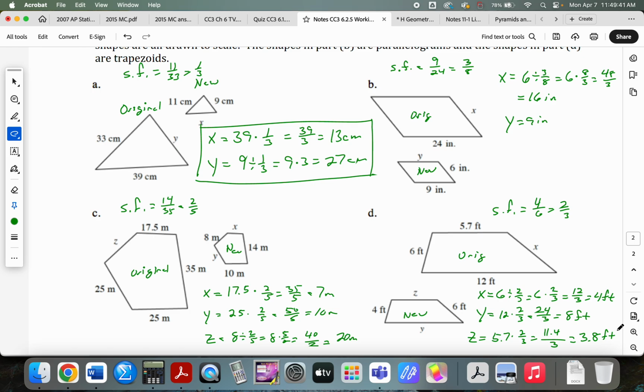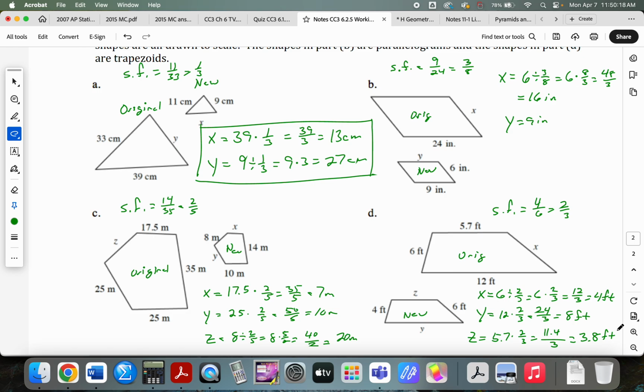Johnny, Z. 20 meters. How? What's your expression? 8 times 2.5. Okay. And how'd you get 2.5? I divided 25 meters by 10 meters. Okay. And you get 2.5. That absolutely works. Good. All right, desk 7.